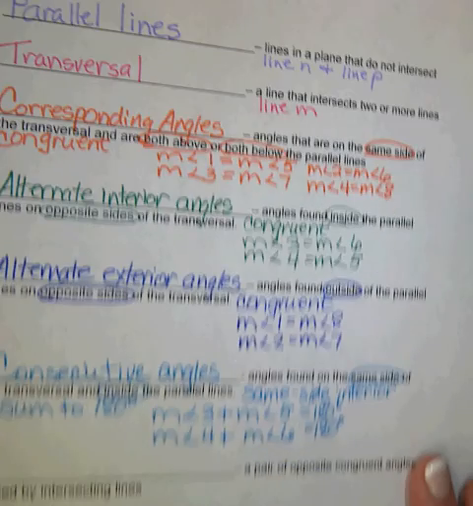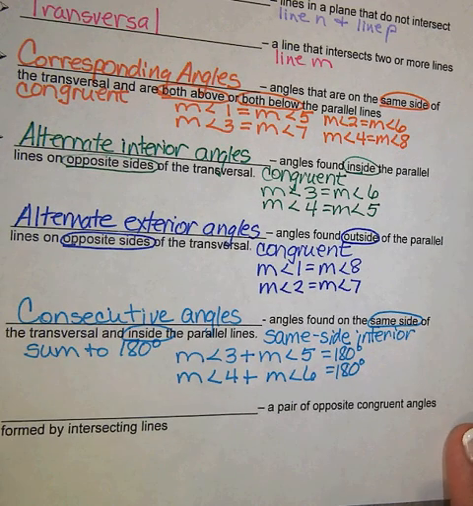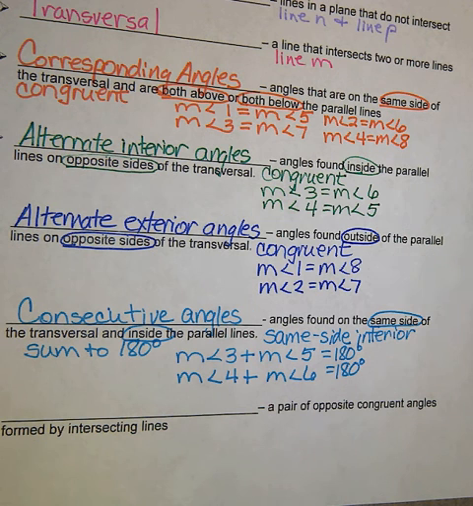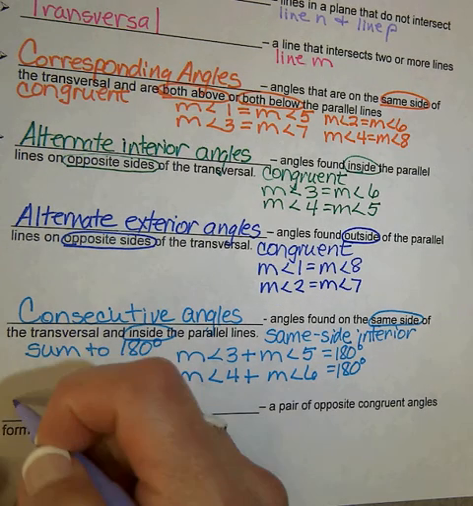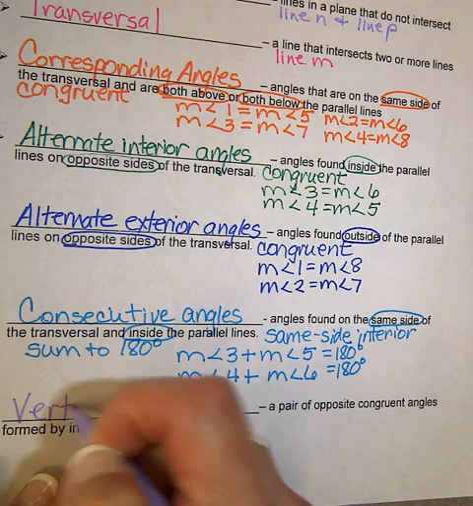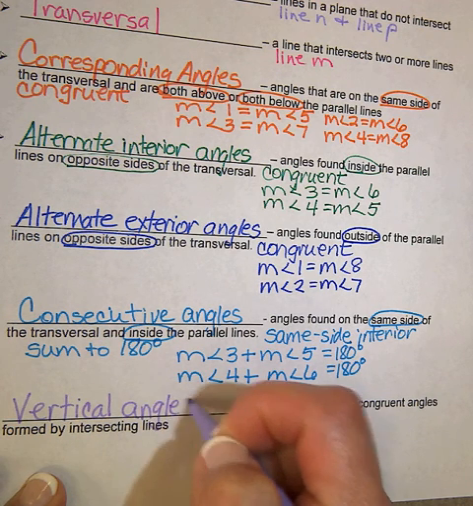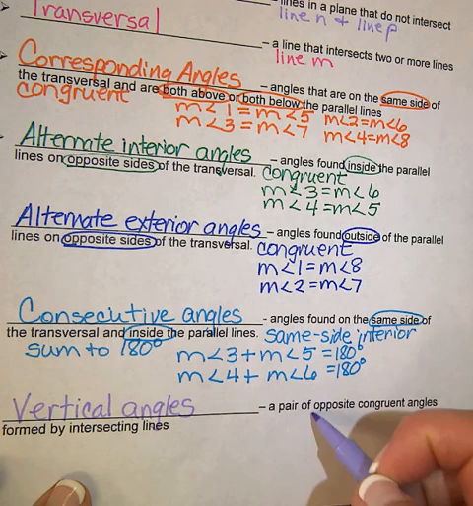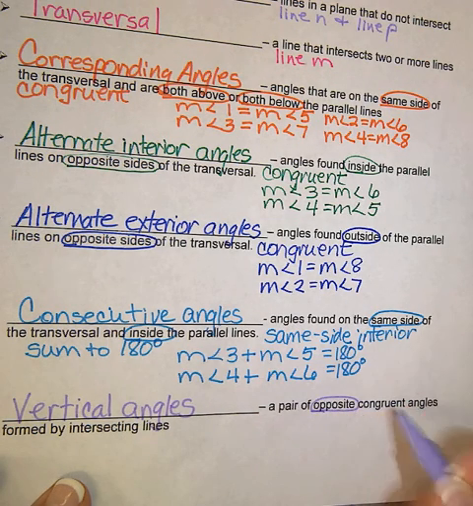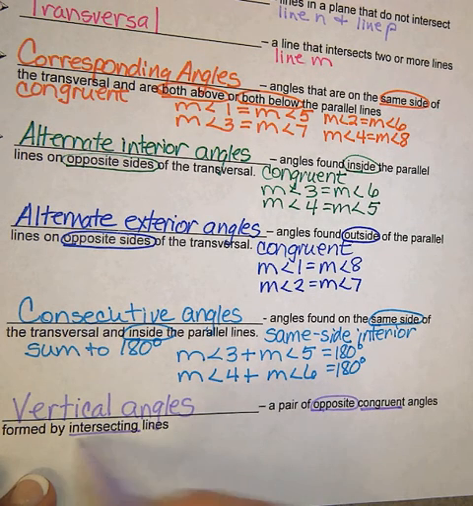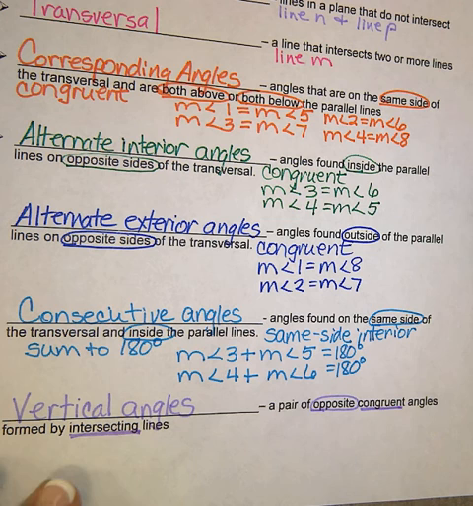Okay, our last term, a pair of opposite congruent angles formed by intersecting lines. And these are called vertical angles. Vertical angles, and it tells you right here they are opposite of each other and they are congruent. And they're formed by intersecting lines, so they have a common vertex.